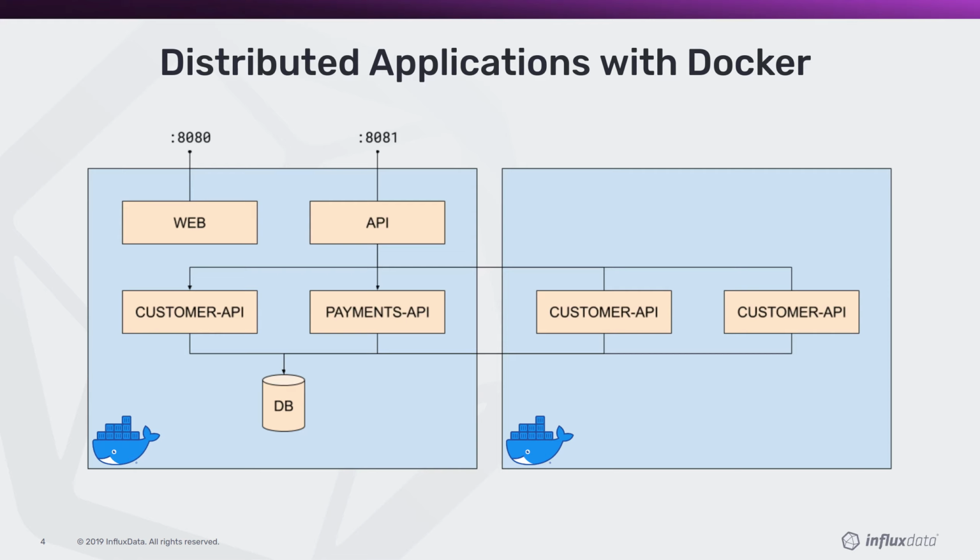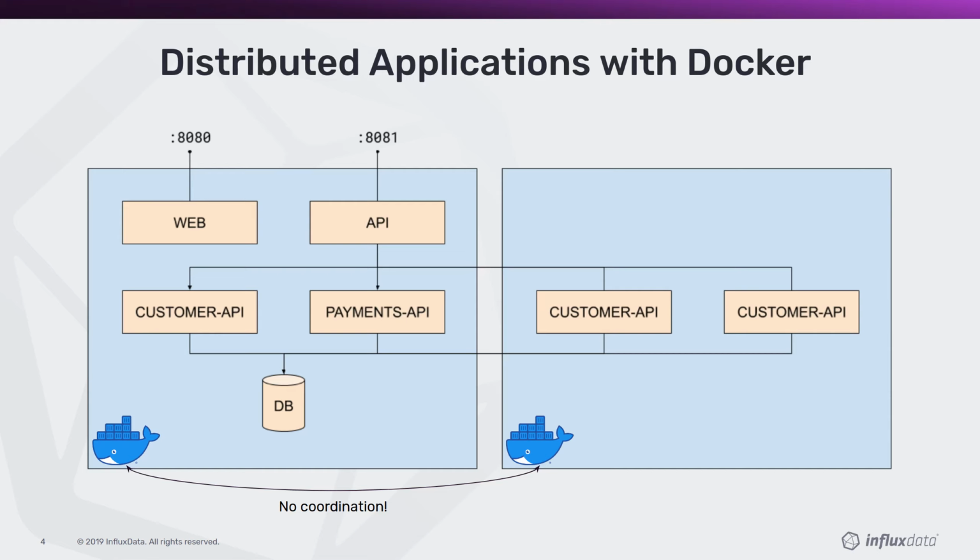But we don't. And when we go to 3 customer APIs, we don't want to have to be forced to go to 3 payment APIs or 3 databases or 3 webs or 3 APIs. That's what I mean by scale them independently. But there's a problem here. These Docker daemons don't coordinate. They don't know about each other, at least not without further configuration.